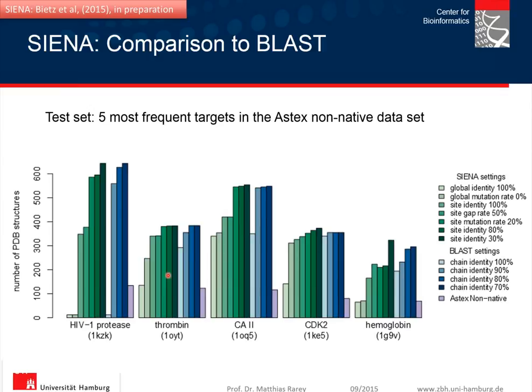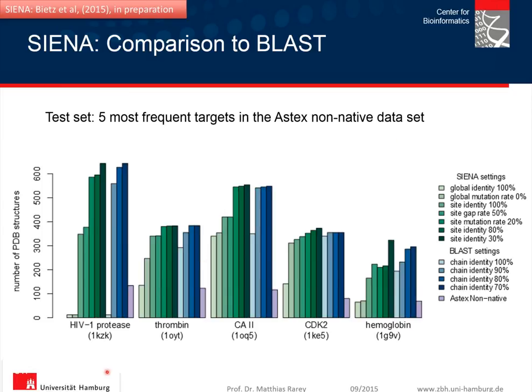So we again started with the Astex non-native dataset, and we thought about how you would actually try to extract the binding sites without having a tool like SIENA. So most likely you would take BLAST and make a sequence search and say, I will take the sequence to find out all the proteins I would like to align. So we started to compare what SIENA calculates differently than a regular BLAST search.